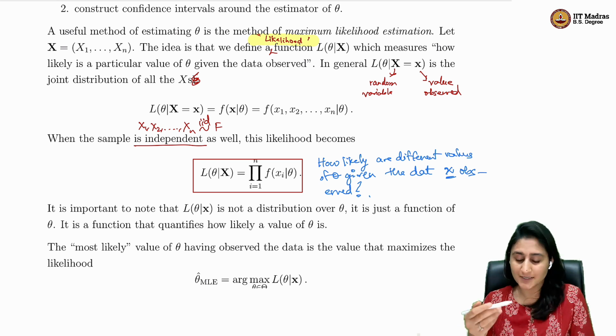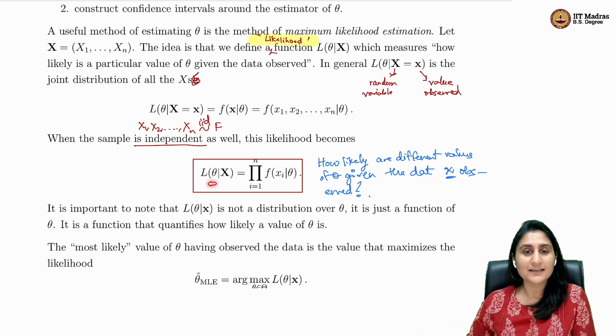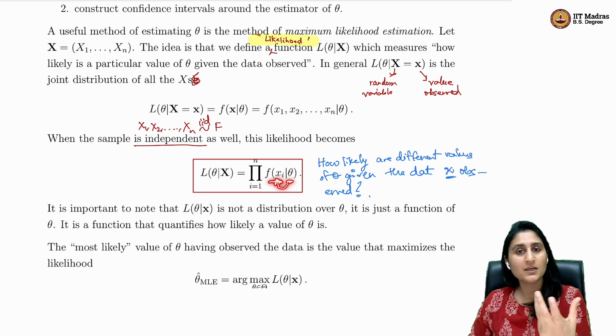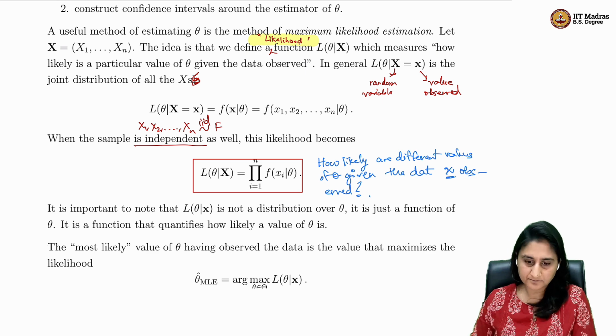And what this measures is how likely is a value of theta given the data that we've observed, which means to say that, okay, if this was the value of theta, what is the chance that I would have seen the data that I have seen? And you do this for all observations and you take a product and that becomes the likelihood function. Right?